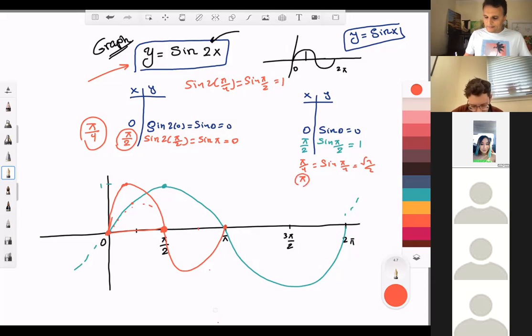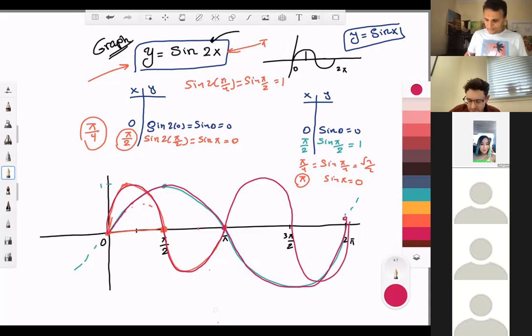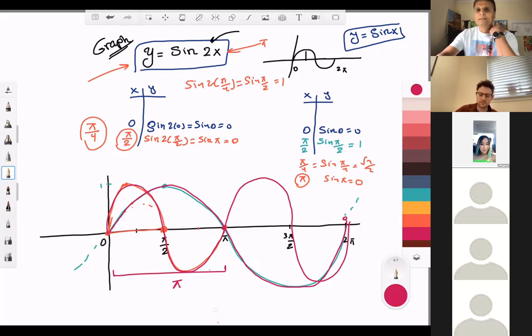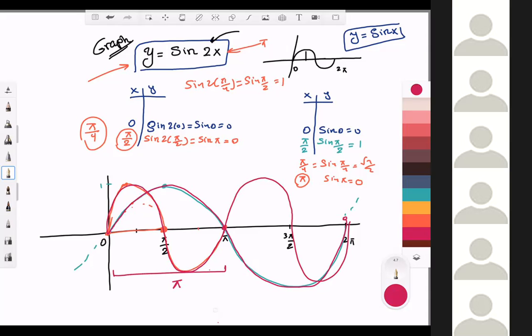At pi, sine of pi was 0. But when I put pi here, I will get 2 pi. Sine of 2 pi is 0. So what's happening? For the graph of sine of x, the period was 2 pi, but for the graph of sine of 2x, everything happens between 0 and pi. So the period got cut in half. So the period became pi for sine of 2x. I know that's a little confusing for you guys. I think I messed up the way I was explaining it.